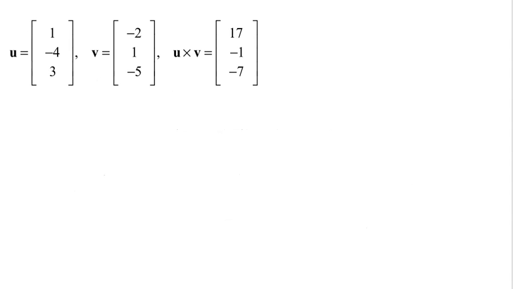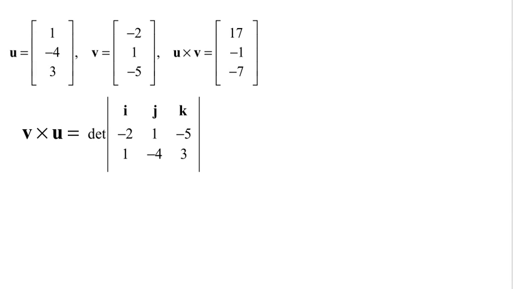All right, so we've done u cross v. I want to take a look at v cross u. So you saw our process. We put ijk across the top row, and then we put the first vector in the second row and the second vector in the third row. So if I do v cross u, I've got to do negative 2, 1, negative 5 in the second row, and 1, negative 4, 3 in the third row.